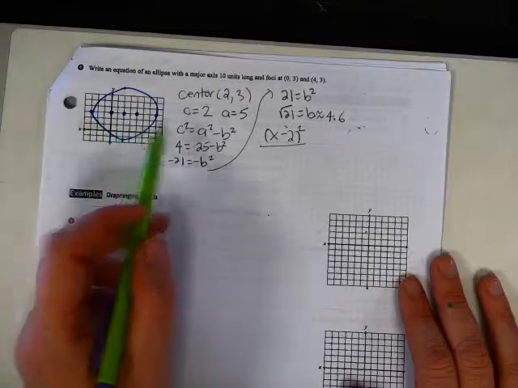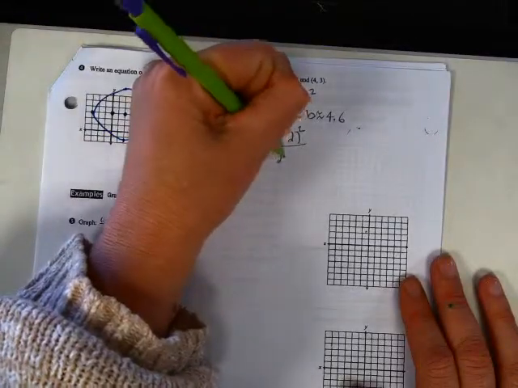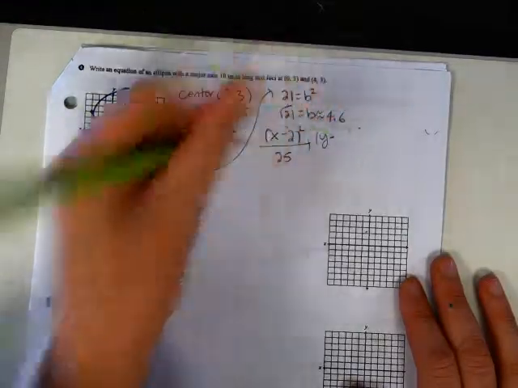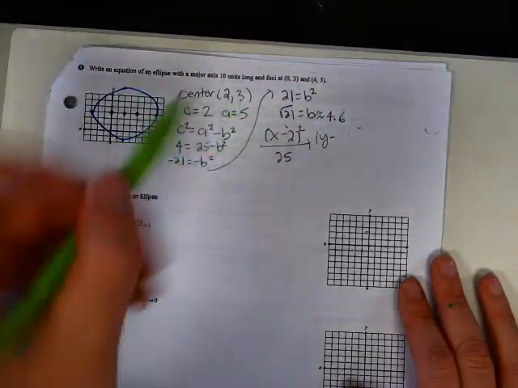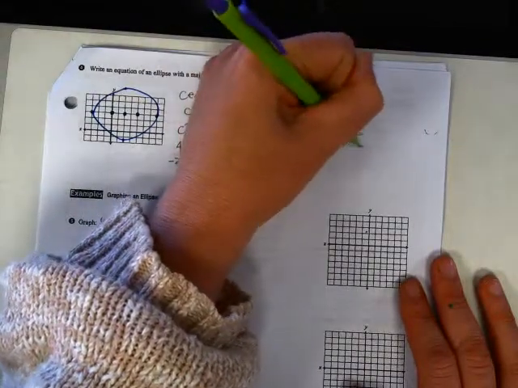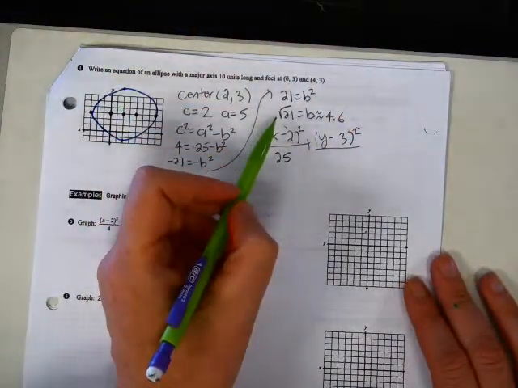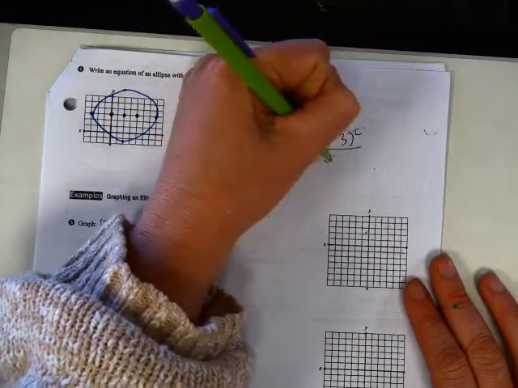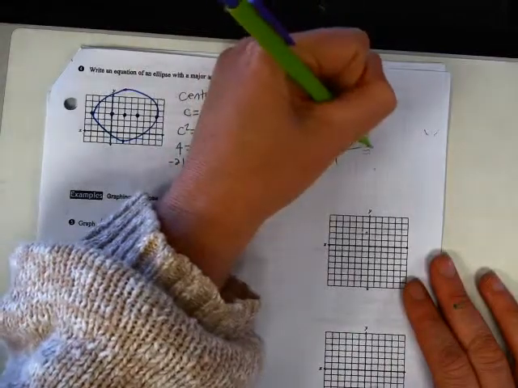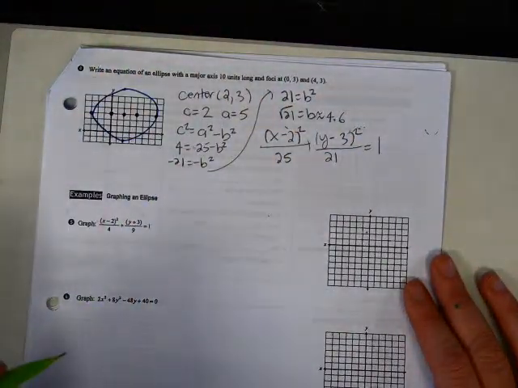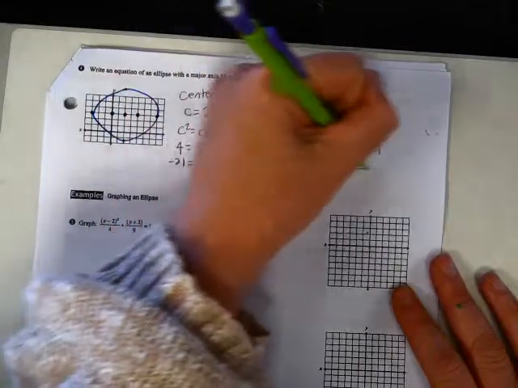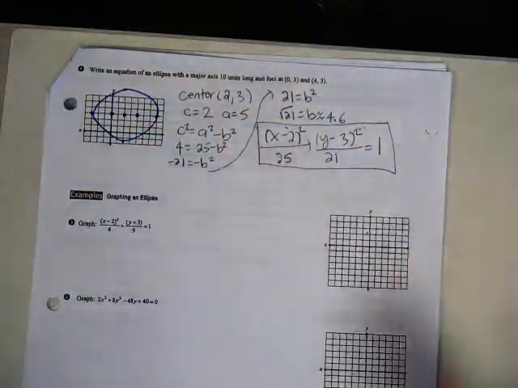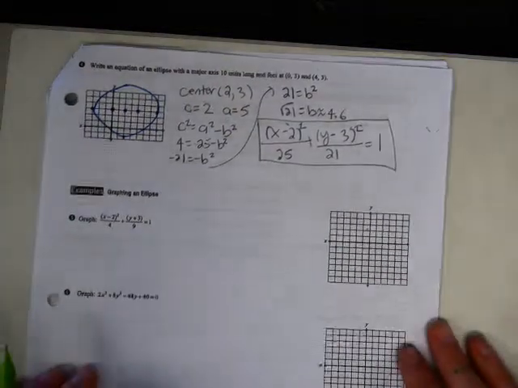So I'll start with x minus 2 squared over A squared, which is 25, plus y minus 3 squared over square root of 21 squared, which is just 21, equals 1.